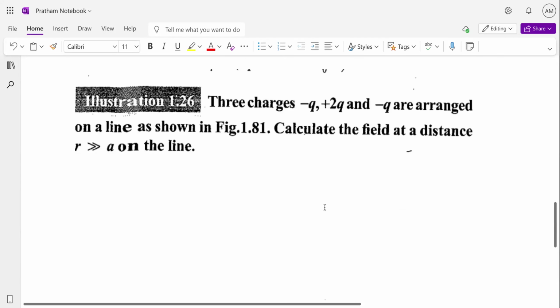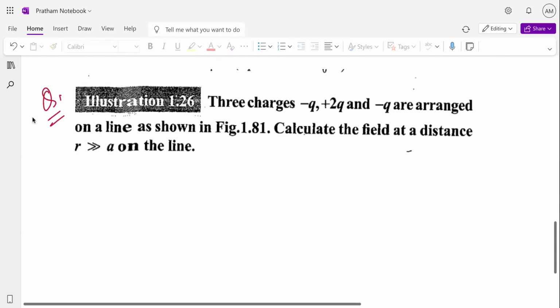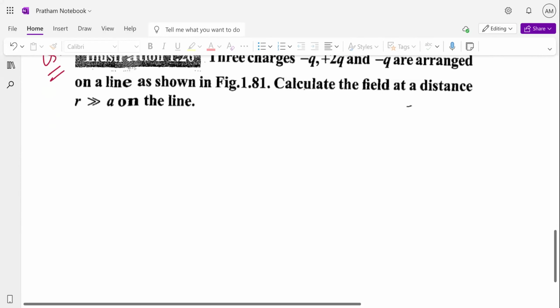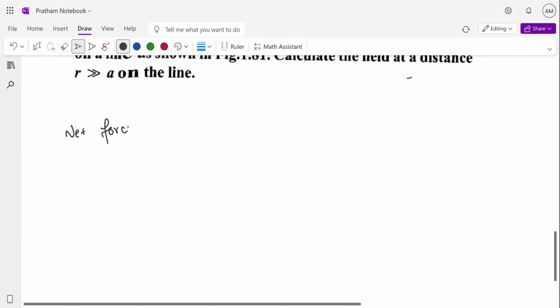So this is the problem you have to solve with respect to this topic. Apart from this, let's talk about what is the net force on a dipole in a non-uniform electric field. So what is it? Net force on a dipole in non-uniform electric field.